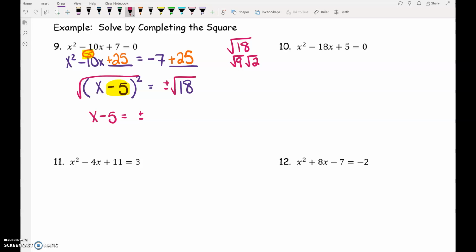What is the square root of 9? 3. So plus minus 3 square root of 2. Is that my answer? What do we need to do for our last step? Add 5. So 5 plus or minus 3 times the square root of 2.